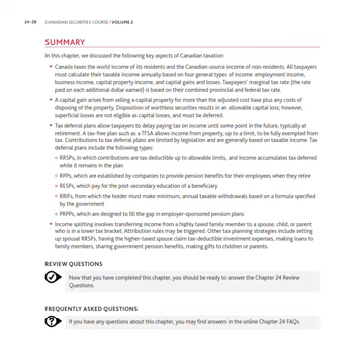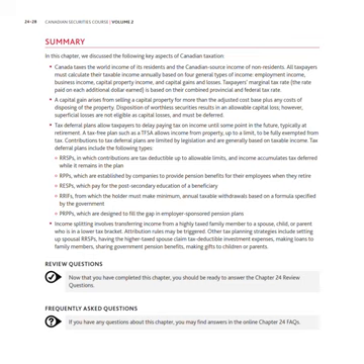Summary. In this chapter, we discuss the following key aspects of Canadian taxation. Canada taxes the world income of its residents and the Canadian source income of non-residents. All taxpayers must calculate their taxable income annually based on four general types of income: employment income, business income, capital property income, and capital gains and losses. Taxpayers' marginal tax rate, the rate paid on each additional dollar earned, is based on their combined provincial and federal tax rates.